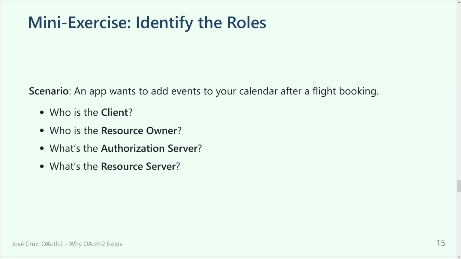So an app wants to add events to your calendar. Imagine that it's Google. After a flight booking, you are creating a booking and you want to automatically add this event to your Google Calendar. Can you think about who is the client, who is the resource owner, what is the authorization server, and what's the resource server? If you want, pause for a moment, try it in your mind to understand.